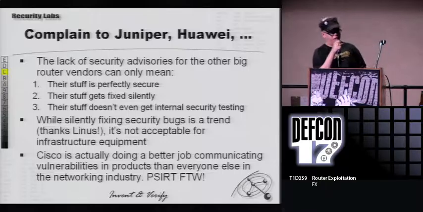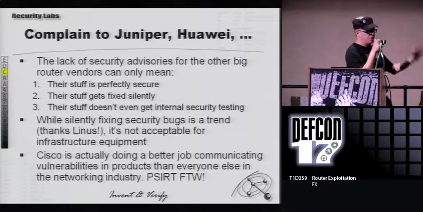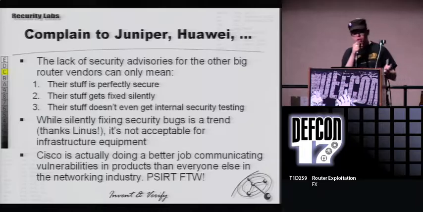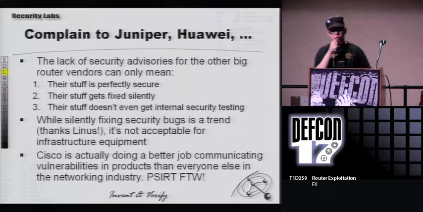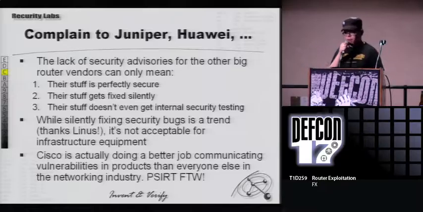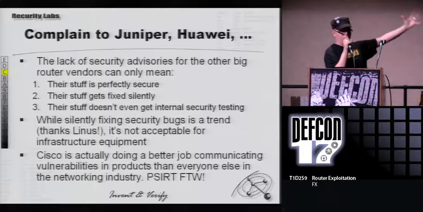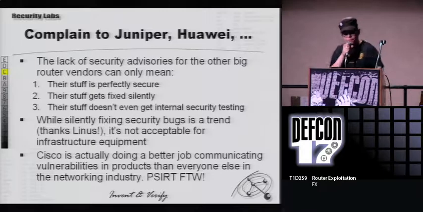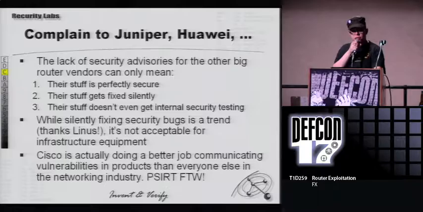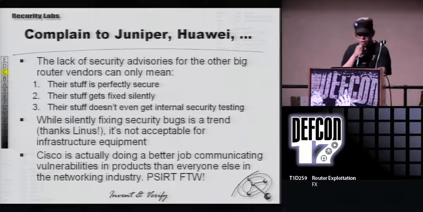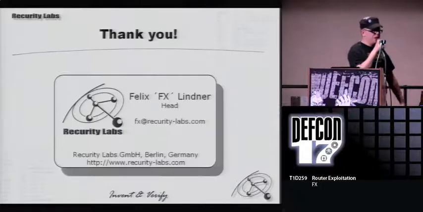Like Linus Torvalds made fixing bugs in critical code without telling anyone cool. Because he said security bugs don't need special treatment. Well, I beg to disagree. And Cisco is actually doing a really, really good job here because the PSIRT team is actually this one bright spot of security in the whole Cisco blackness, you know. So, yeah, complain to them, tell your router vendor that they should actually test the stuff and publish the results. And that was it for me.